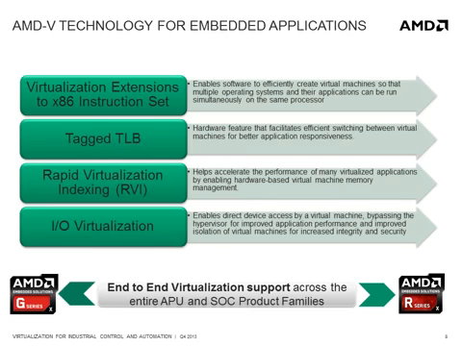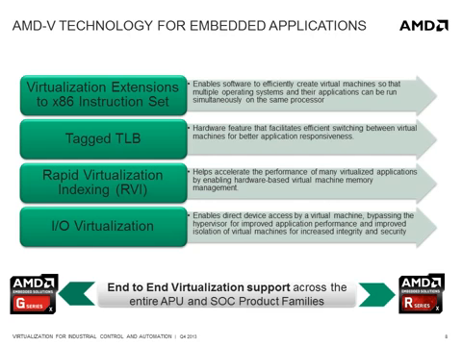Some of the features and benefits of using AMD-V technology for embedded applications include virtualization extensions to x86 instruction sets. It enables software to efficiently create virtual machines so that multiple operating systems and their applications can be run simultaneously on the same processor. The second feature, tagged TLB, is a hardware feature in silicon that facilitates efficient switching between virtual machines for better application responsiveness and improved latency.